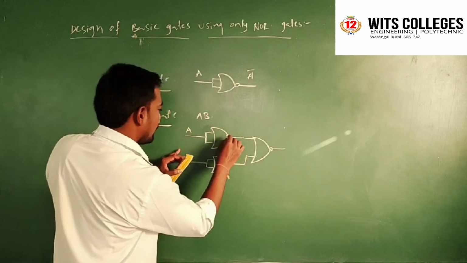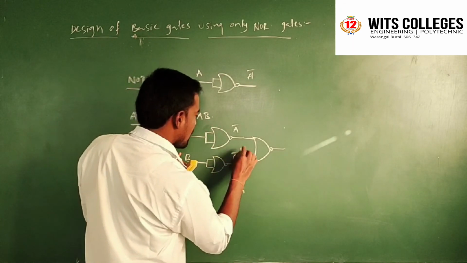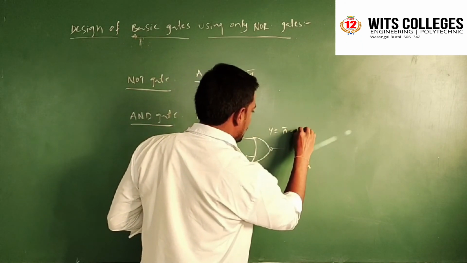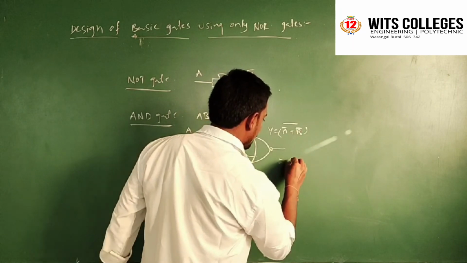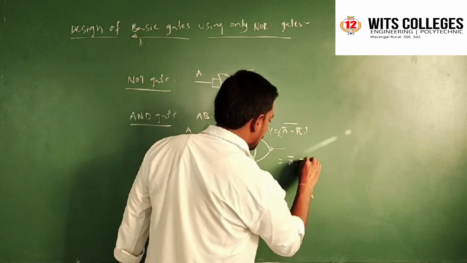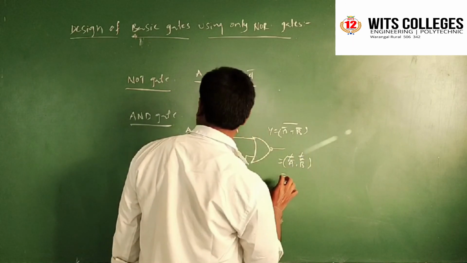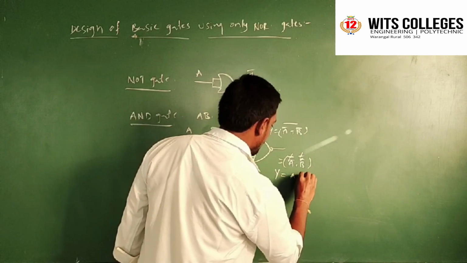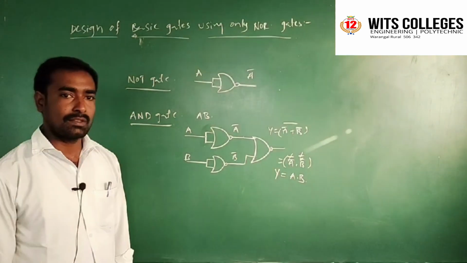So here we are getting the output A bar, and this gives the output B bar, and the total output Y equal to A bar plus B bar whole bar, and this can be written as A bar whole bar into B bar whole bar. Then both bars are cancelled. Here we are getting the output Y equal to A into B.